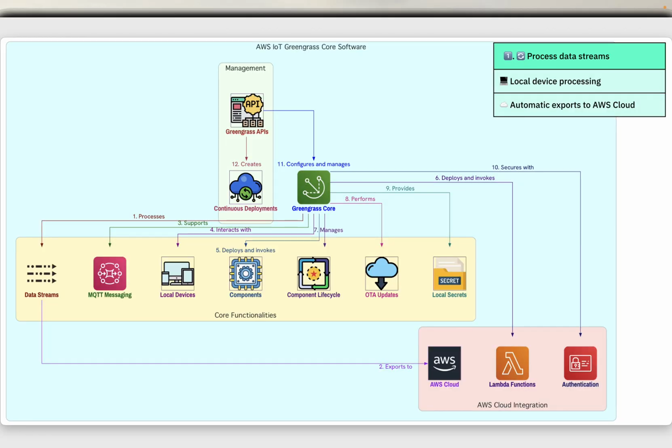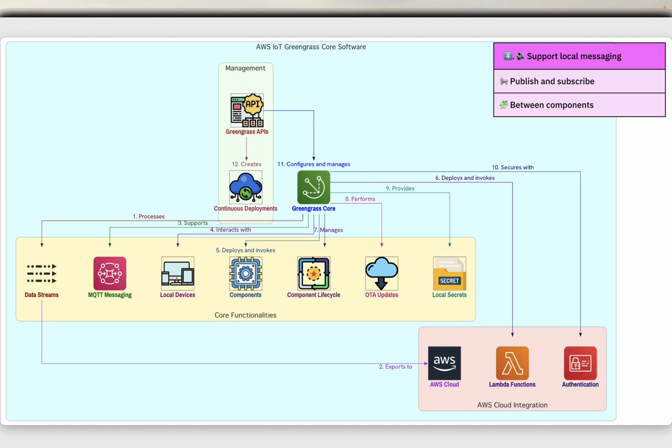Okay, now let's see AWS IoT Greengrass core software tasks. So what operations does the core software do? You can use AWS IoT Greengrass core software that runs on your edge devices to do the following tasks. First one, process data streams on the local device with automatic exports to the AWS cloud. Second, it supports MQTT messaging between AWS IoT and components. Third, interact with local devices that connect and communicate over MQTT.